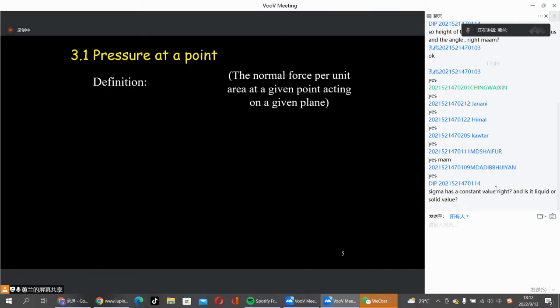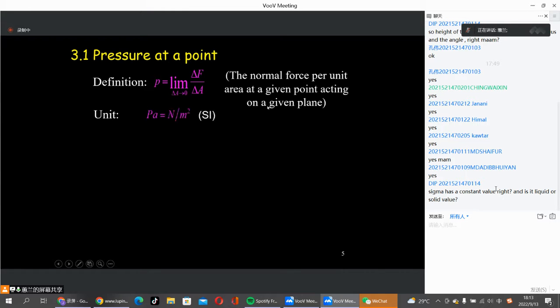For pressure at a point, we know it is obtained when the area goes to zero, because pressure is actually a surface force. So when the area goes to zero, the limit of delta F over delta A will be the pressure, or the normal force per unit area at a given point acting on a given plane is the pressure at a point. And its unit can be Pa or Newton per square meter in the international unit system, and can also be atm, mmHg, or kg per square centimeter. In the British unit system, it will be pounds per square inch.